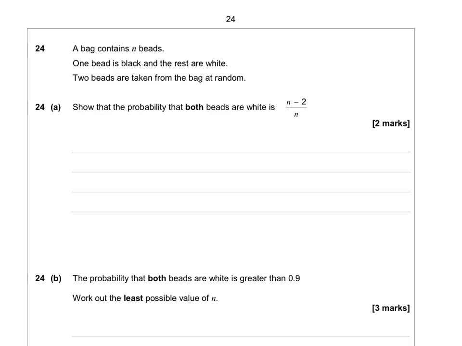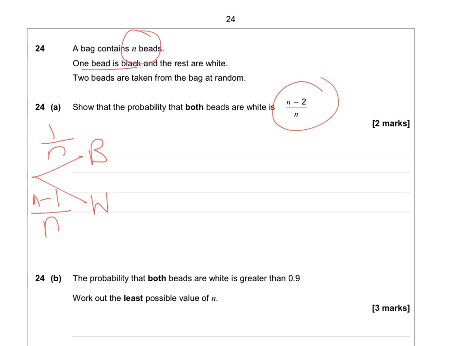Question 24. A bag contains n beads. 2 beads are taken from the bag at random. Show the probability that both beads are white is n minus 2 over n. So, if we sketch a tree diagram, the probability that the first bead is black is 1 out of n. If the bag contains n beads and one of them is black, there must be n minus 1 white beads in the bag over a total of n beads. This represents the first bead that's selected.